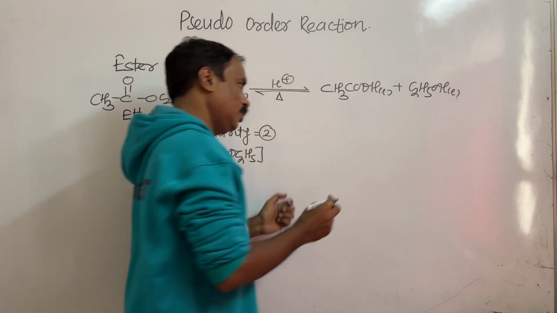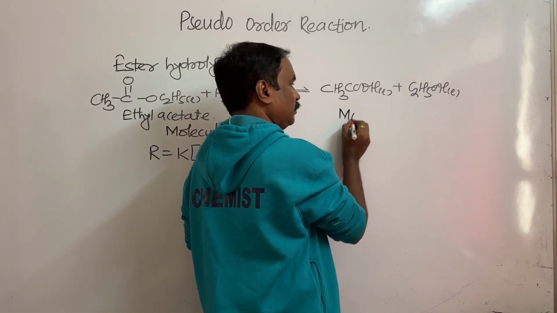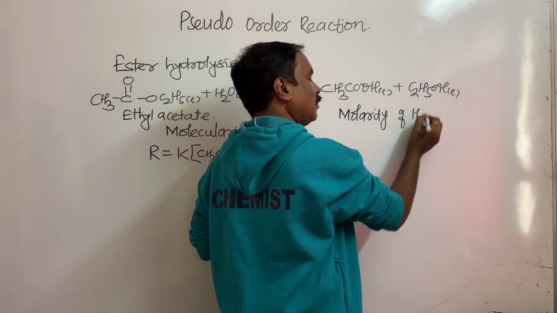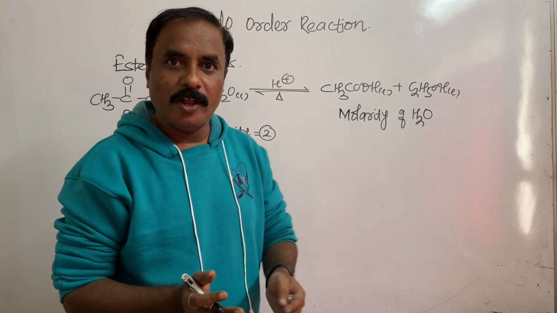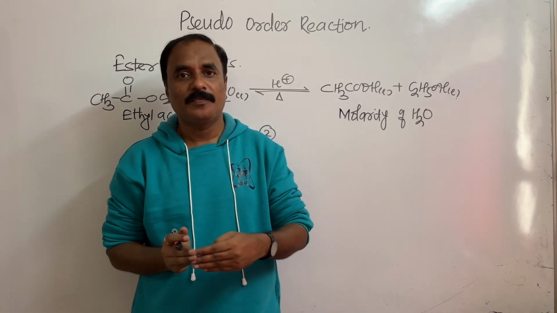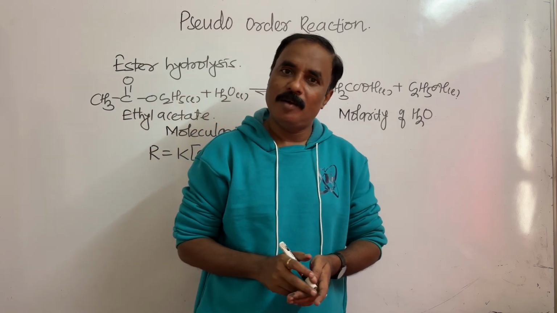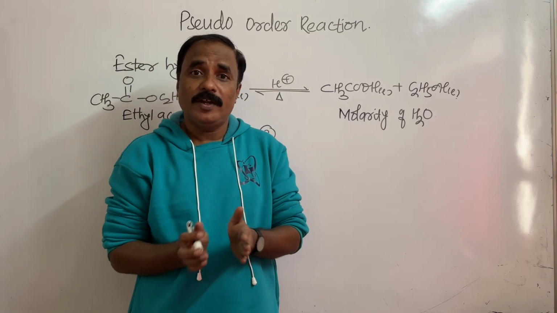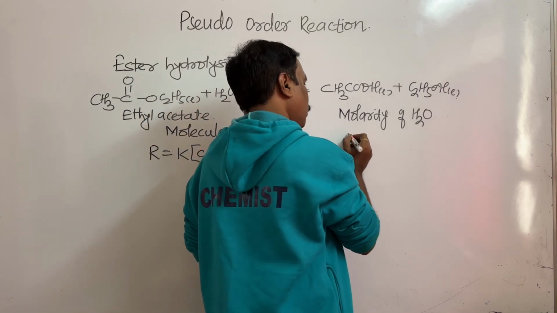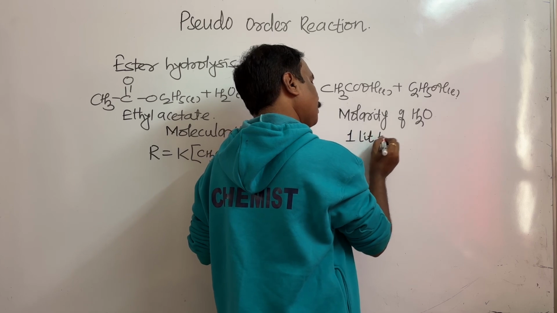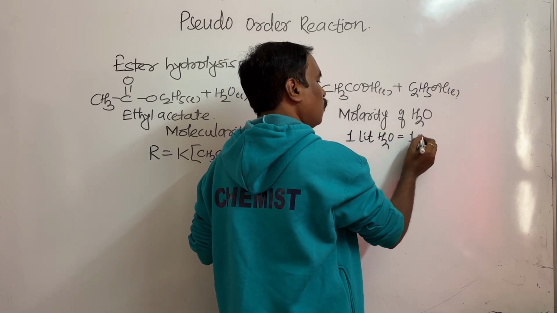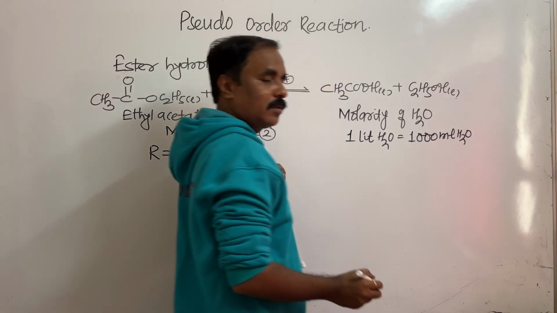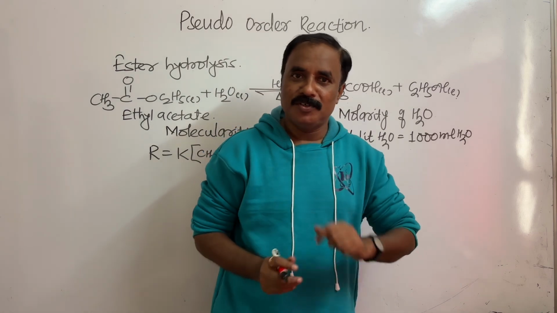We know that. What is the molarity of water? What is definition of molarity? We must know what is molarity. Number of gram moles per liter of solution, that is molarity. Per liter of solution, we have to take 1 liter water. And we know that 1 liter water is equal to 1000 ml of water. Density of water is 1 gram per cc.